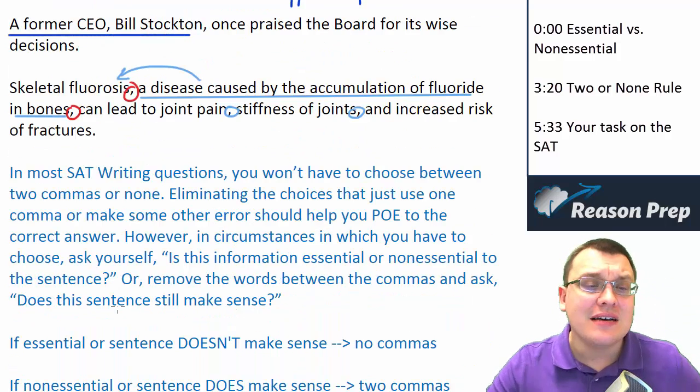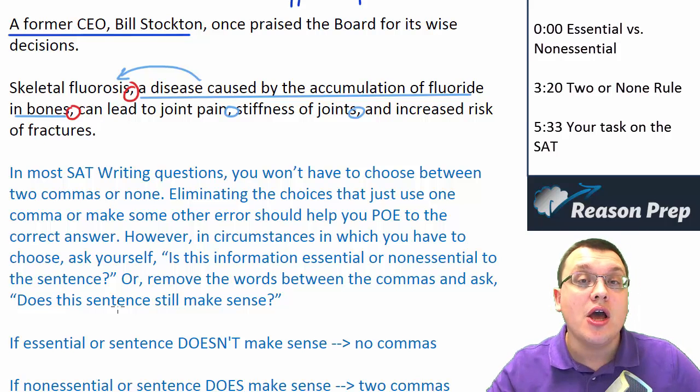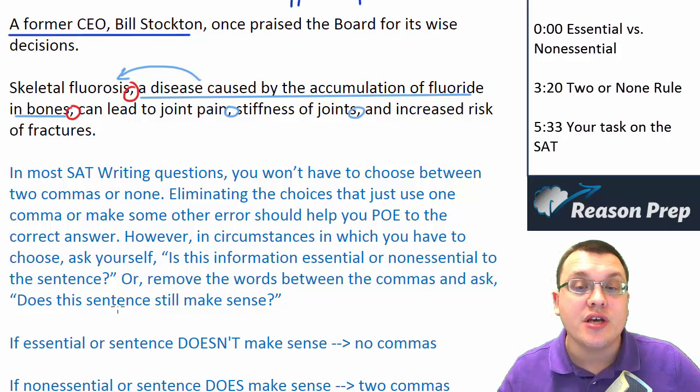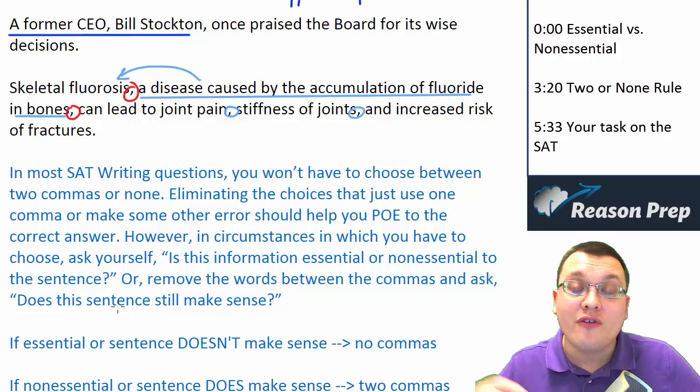So, as I've said before, in most SAT writing questions, you're not going to have to choose between a two-comma or a none choice. Really, it's going to be about eliminating the choices that have only one comma or that make some other error, and that's often enough to get you down to at least two, if not the answer.